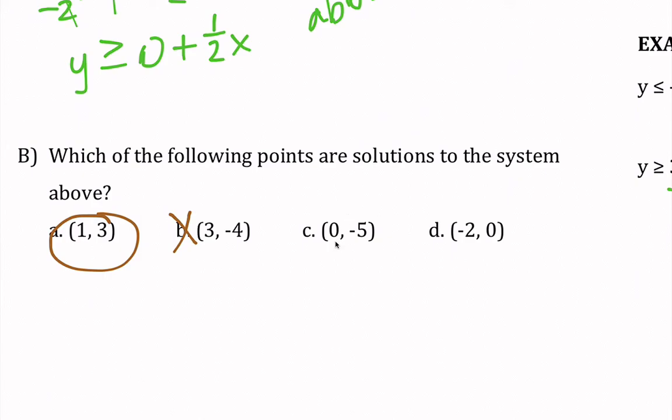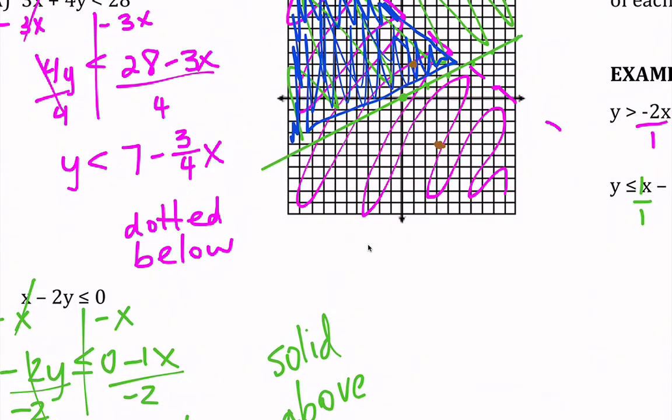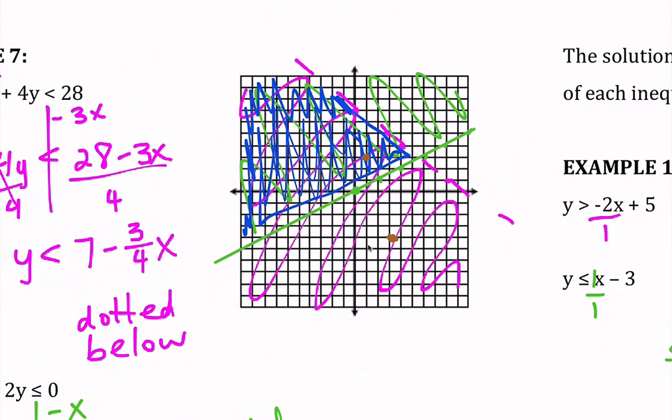My next point is 0, -5. So 0 means you're at the origin, and -5 means to go down 5. So that point is 0, -5. Notice it is not where they overlap, so this one is also not a solution.